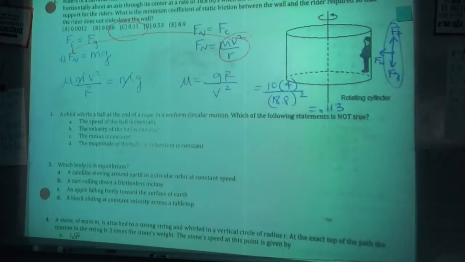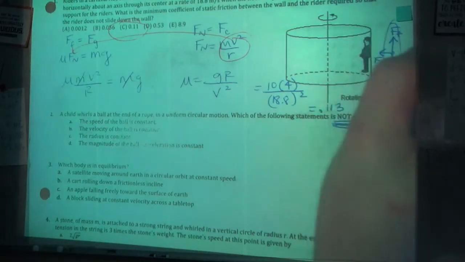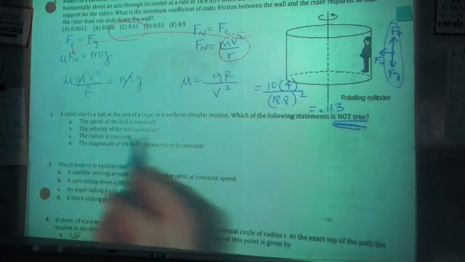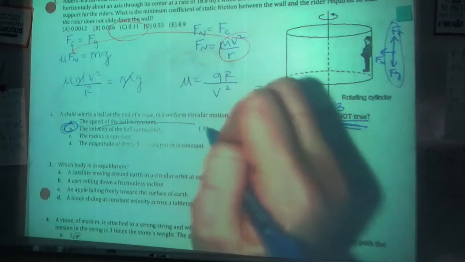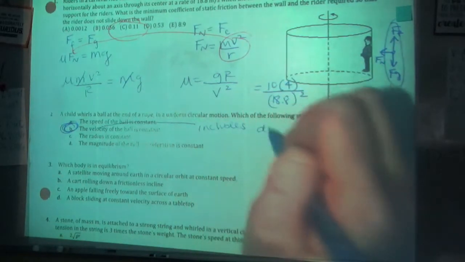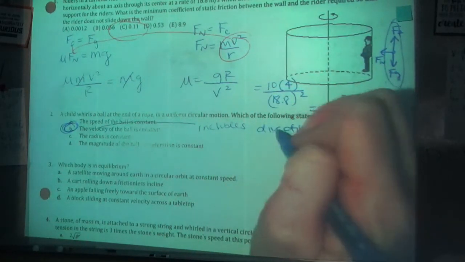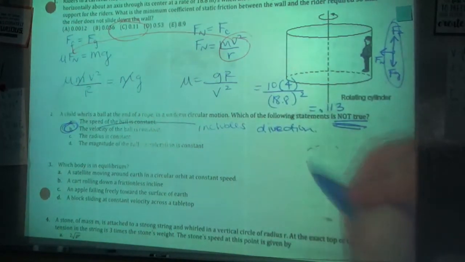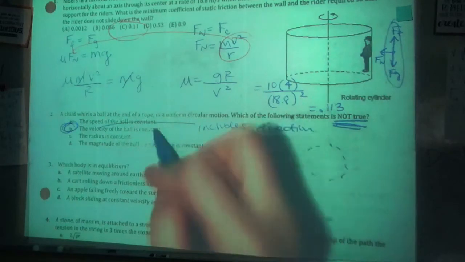2, a child whirls a ball at the end of a rope in uniform circular motion. Which of the following statements is not true? The speed of the ball is constant, that's true. The velocity of the ball is constant, that is not true. And the reason why is because velocity includes direction. So if I am including the direction and the direction is changing, then the velocity is also changing, not constant.